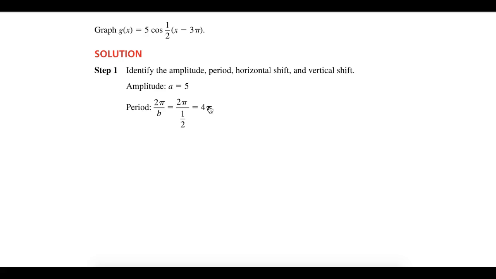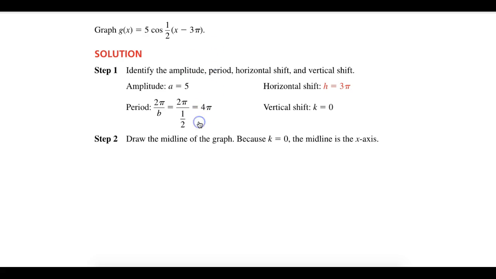We've got a horizontal shift. Here we've got x minus 3 pi. So we're shifting this 3 pi, and we don't have a vertical shift. So we are going to have x-intercepts here. If you're drawing this as we go along, our midline is the x-axis. So your 2 x-intercepts are going to be going through the midline, which is the x-axis.